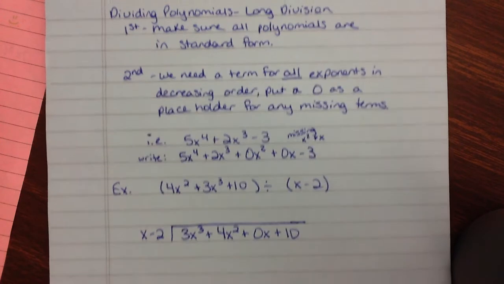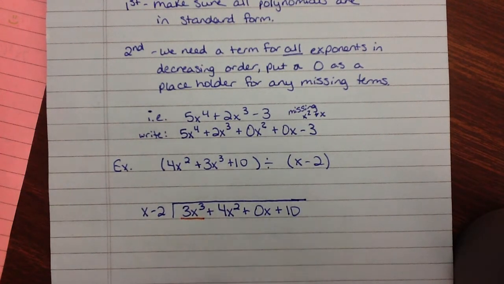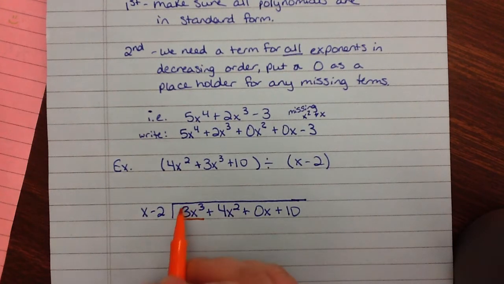So I've got all my terms. Now I'm ready to start. The first thing I do is ask myself this question. We are, again, only dealing with this first term, and as we work our way down, we'll only be dealing with the first term. So 3x to the third is what I'm trying to get.